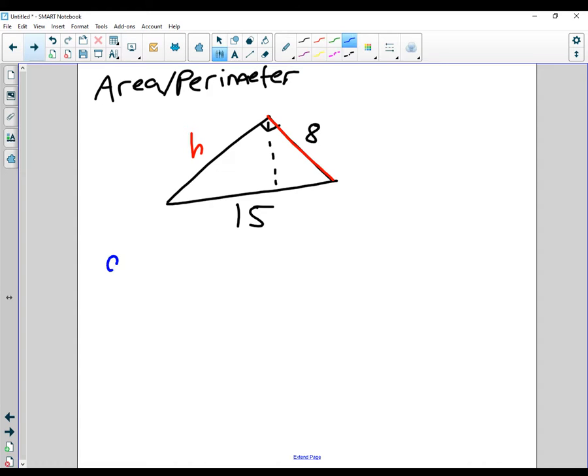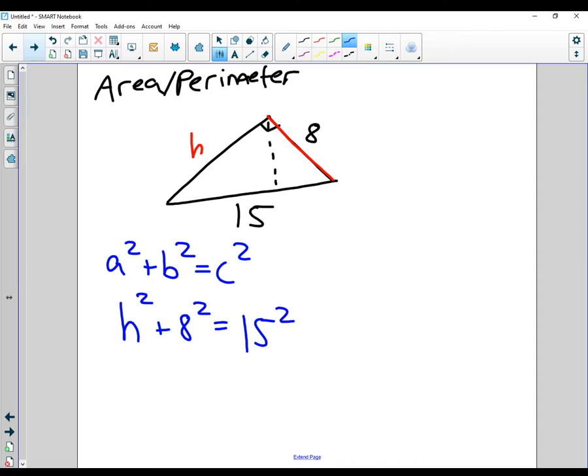Remember the Pythagorean theorem? A squared plus b squared equals c squared. A and b are the two legs. C is the hypotenuse. So what we really have is h squared, that's one of our legs that we're looking for, plus the other leg is 8 squared, equals the hypotenuse, which is 15 squared. Remember, hypotenuse is always across from the right angle. Okay.